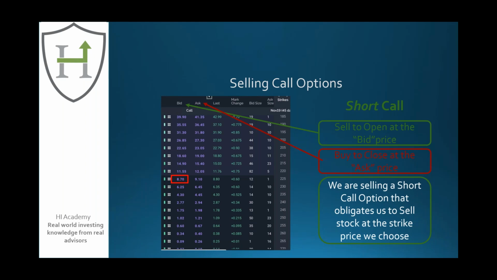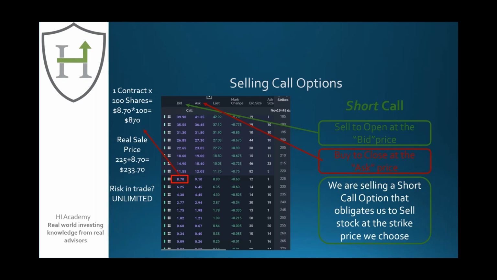I've chosen the 225. I've chosen that because if I did one contract, I get $8.70 per share times the 100 shares for one contract. I would get $870 credit into my account. My real sale price, because I'm going to get to keep that credit of $8.70, I sell at $225, I keep the $870. It's like selling my stock at $233.70. Now, if Apple trades higher than that by the third Friday in November, I could have done better just holding on to my stock for that 6 or 7 weeks and selling it later.